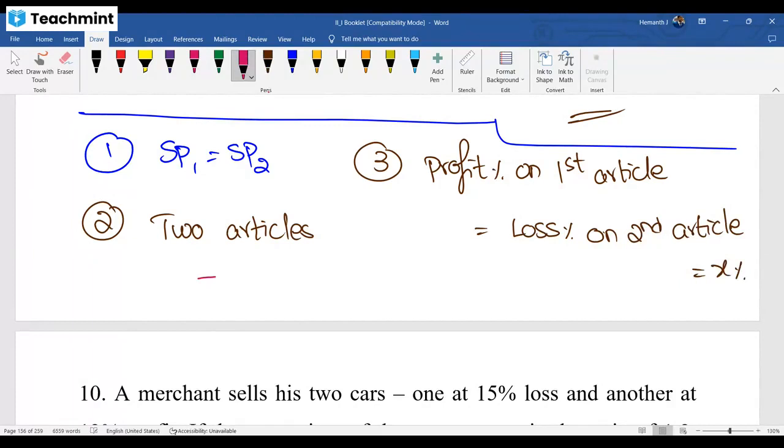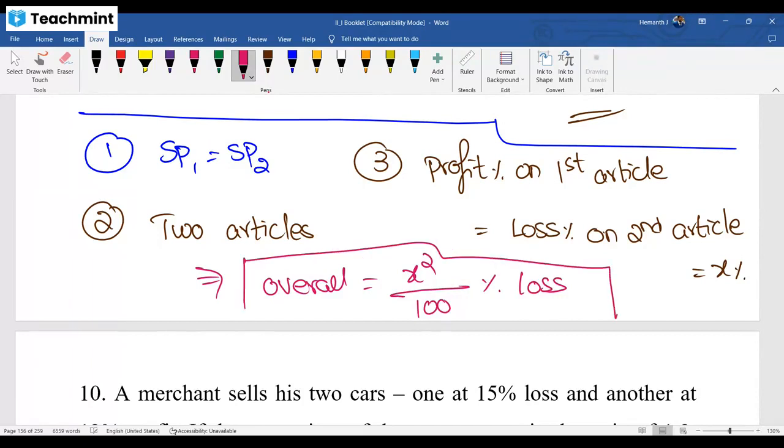A lot of textbooks will give this. Overall you have X square divided by 100 percent loss as the shortcut. What is the shortcut? If all these conditions are satisfied, overall you definitely have a loss, and the loss is X square over 100. Here what is the X value in this question? What is the profit and the loss percentage? 10. X is 10. What is 10 square? 100, cancel. 1% loss. We got 1% loss only.